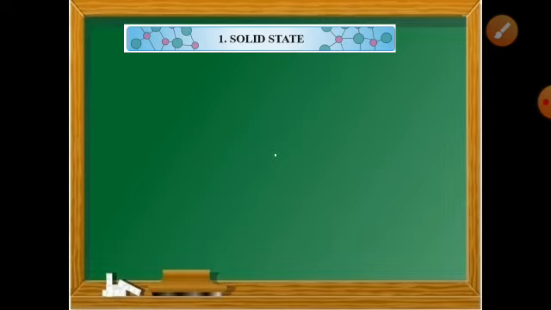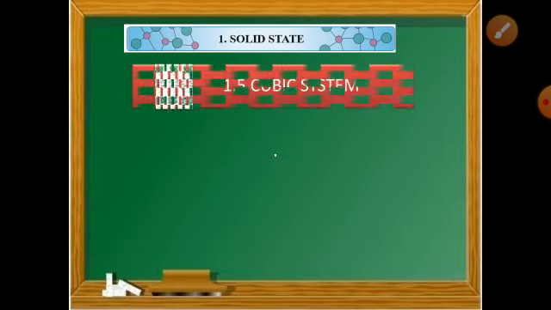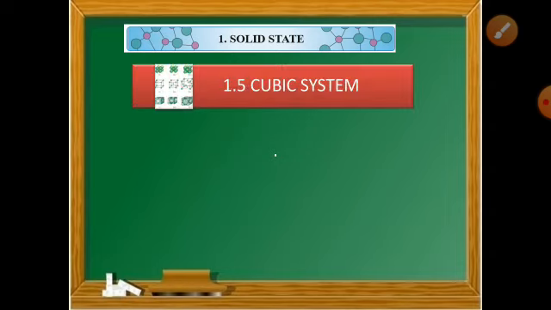The first one is the cubic system, then the second one is orthorhombic, third tetragonal, fourth monoclinic, fifth rhombohedral, sixth triclinic, and the last, the seventh one, is the hexagonal system. In today's presentation we are going to see the cubic system, the first one. Now you know why this is called a cubic system.